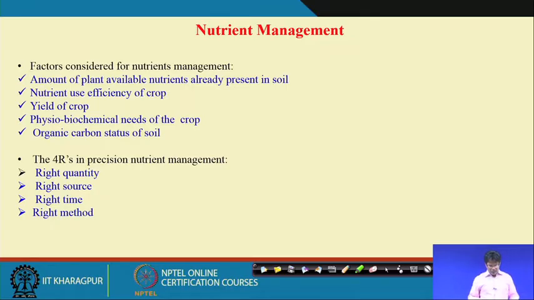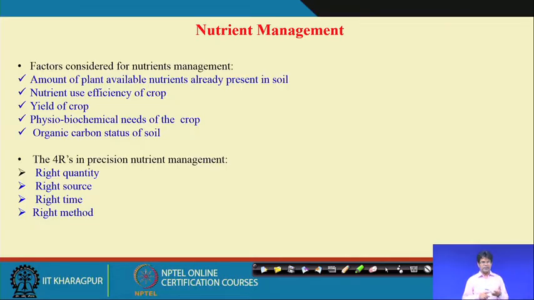Then the physico-biochemical needs of the crops, that means the requirement of the crop, that is the nutrient content of the crops, and the organic matter content of the soils, that is the organic carbon status of the soils. So, when you go for better nutrient management, we have to have the basic information about the soil, that means the nutrients available in the soils and the nutrient requirement of the crop, and the use efficiency by the crop, and finally, how much we need to apply. So, these are the main 4 things.